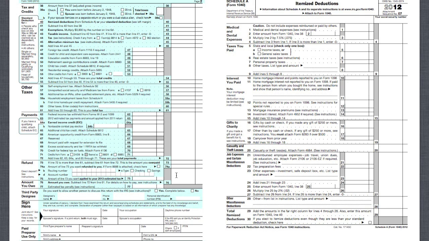Now, this form 1040 becomes the summary form for other forms. For example, Schedule A is the form where you're going to take your medical, dental, and taxes you've paid, interest you've paid for mortgage and so on, gifts to charity, theft losses, job expenses that aren't reimbursed, are all reflected on here and then carried over onto this page 2 of the 1040.